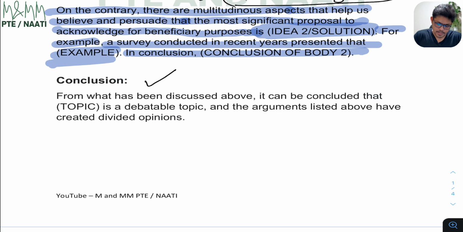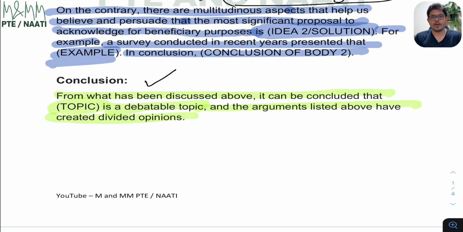Okay, so from what has been discussed above, it can be concluded that topic again means the sentence from the essay title. The way we wrote it in the introduction, you can write down the same sentence here, is a debatable topic, and the arguments listed above have created divided opinions. Straightforward. So introduction and conclusion, literally you don't need to use your brain. You simply need to write down the topic. Obviously you have to memorize the template, but then apart from that, you just write down the essay title in there. So literally no creativity over there.